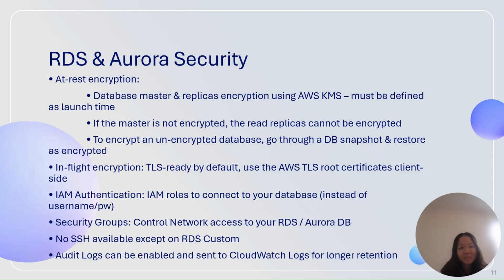Use the AWS TLS root certificate client side. Use IAM authentication, IAM roles, to connect to your database instead of username or password. Security groups control network access to your RDS and Aurora. No SSH available except on RDS Custom. Audit logs can be enabled and sent to CloudWatch Logs for longer retention.